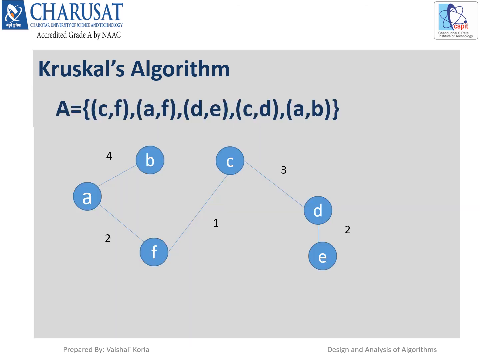So you can see that all iterations are completed, and now this is our solution set where 5 edges are added. Now if we take these 5 edges, then the total weight of this minimum spanning tree is 12.